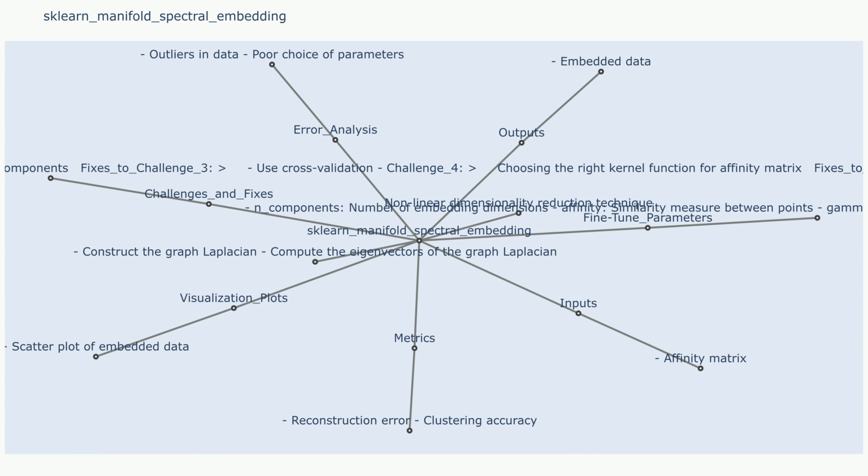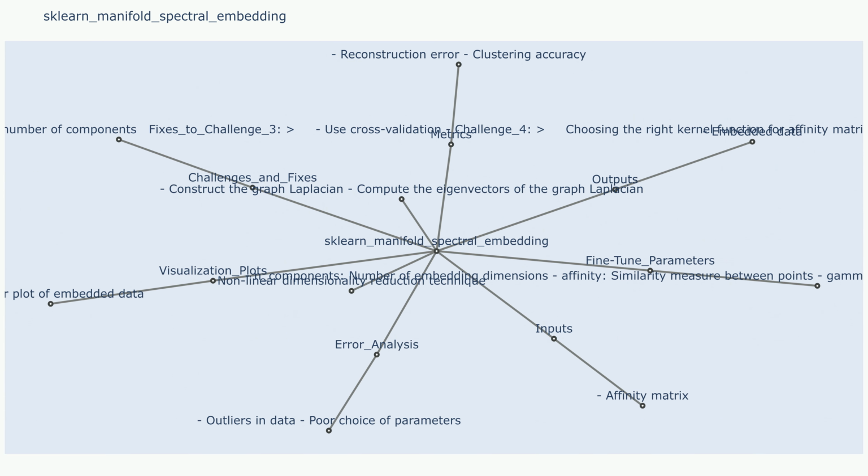Challenge 2: outliers. Outliers can significantly distort the affinity matrix, leading to an inaccurate embedding. Sample use case that resulted in challenge 2: spectral embedding applied to financial data with extreme values.